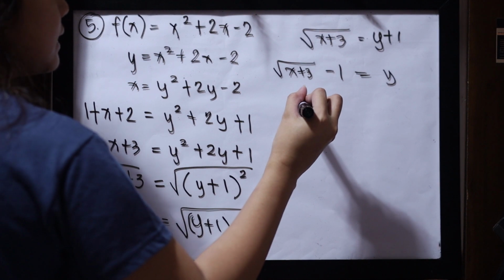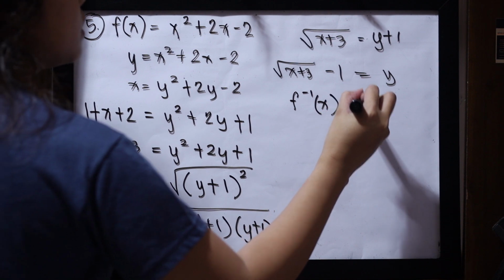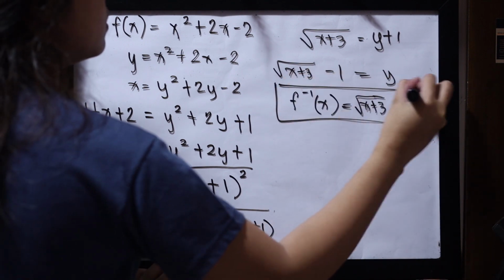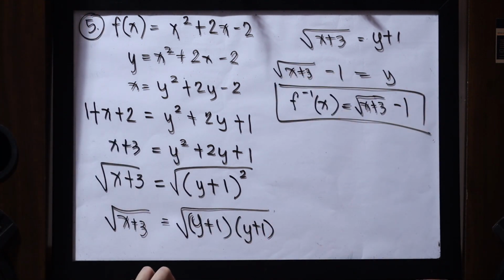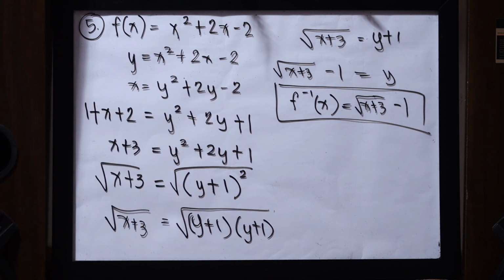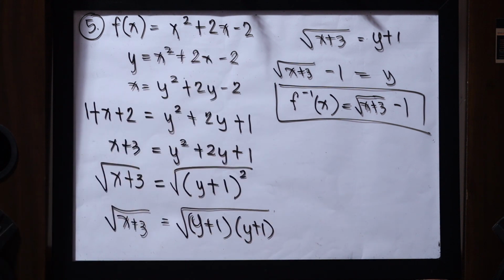And then, for the final answer, we just change y to f raised to negative 1 of x is equal to the square root of x plus 3 minus 1. So, yan na yung inverse nung given na function na x squared plus 2x minus 2. Or, pagka meron kayong nakitang ang goal nyo is to get the inverse of a quadratic equation, ganito lang lagi yung magiging process niya. Nag-iiba lang siya ng mga numerical values, pero yung process niya ay same lang din po.